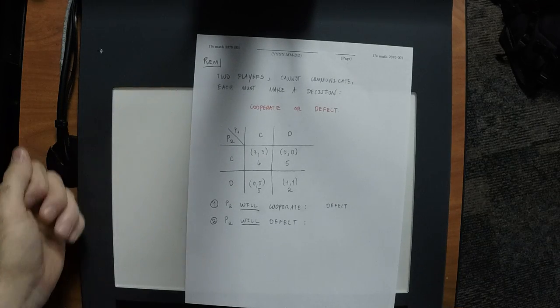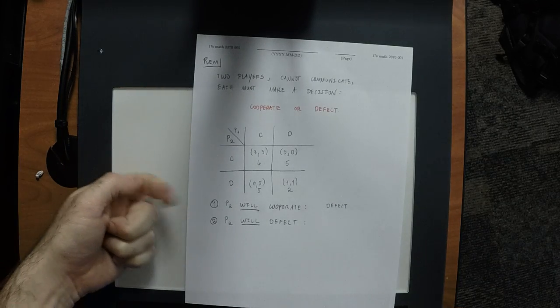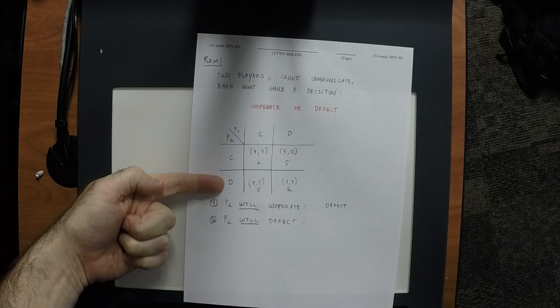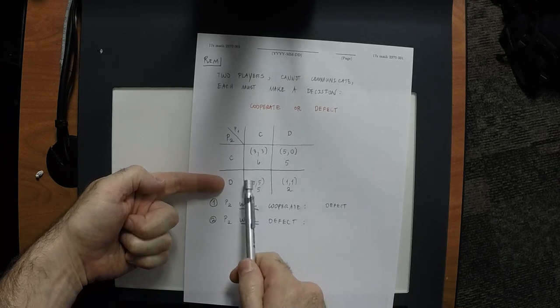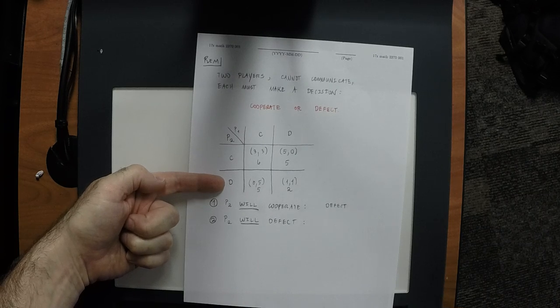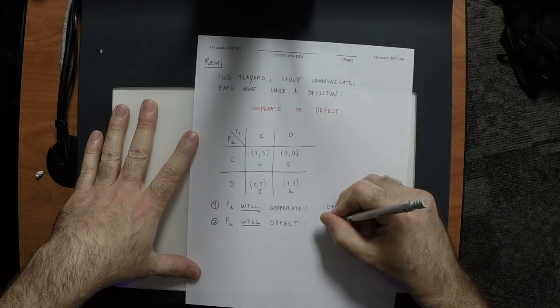What does that mean about the table? You either get zero or one. Yeah, you're on row two. You're on the second row. So your possible payoffs are zero and one. What is your best possible strategy then? To defect.